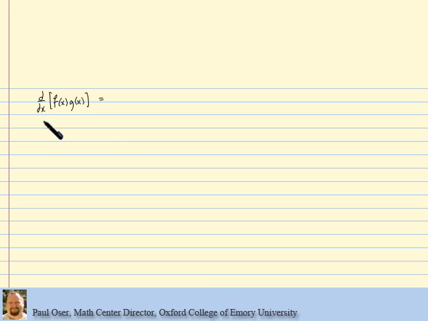Okay, so how do we find the derivative of a product of two functions, here f of x and g of x? Well, let's remind ourselves of what the limit definition of the derivative is first. If we were trying to find the derivative of just f, then that would be the limit as h goes to 0 of f of x plus h minus f of x, all of that over h.